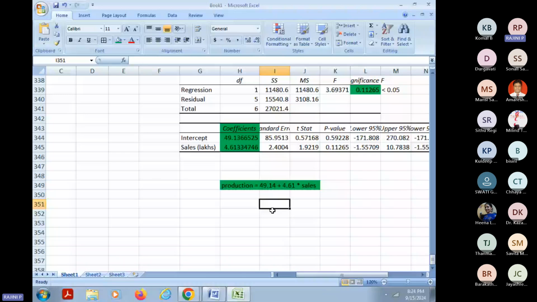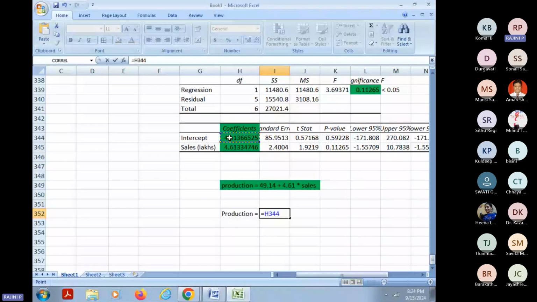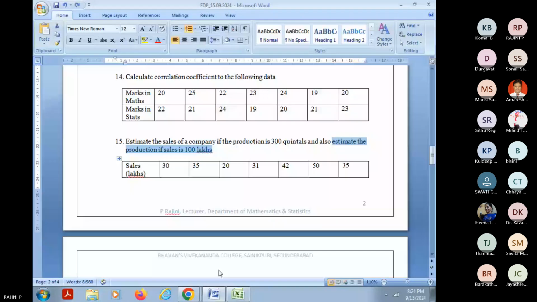Now they ask you to calculate the production. How can we do that? It is equal to the intercept plus this coefficient into sales. Suppose sales is 100 lakhs. Then the production will be 510.471 quintals. Is it clear, ma'am? Regression is the most important one. Is it clear?